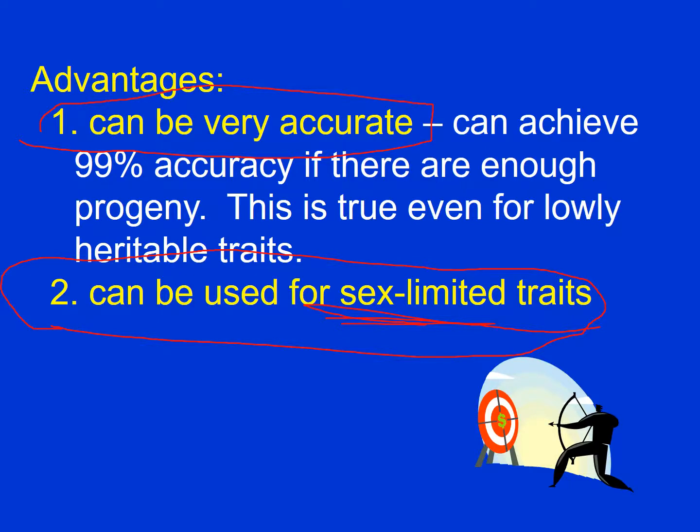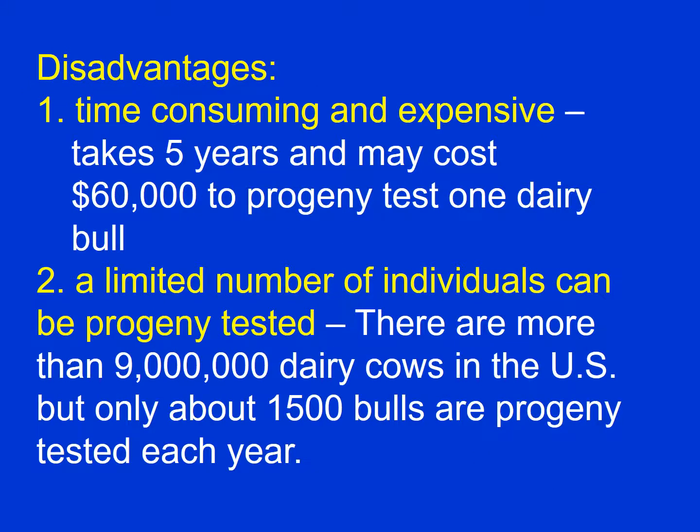So big advantages here. But there are some disadvantages as well. It's time consuming. We have to distribute out the semen and then wait till their offspring are born. If it's a case such as milk production, the offspring are born, then they don't start producing milk until 2 years of age. We're not going to get a lactation record complete until those animals are 3 years of age.